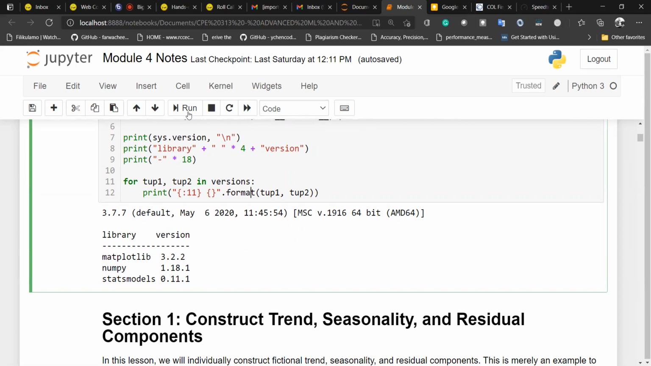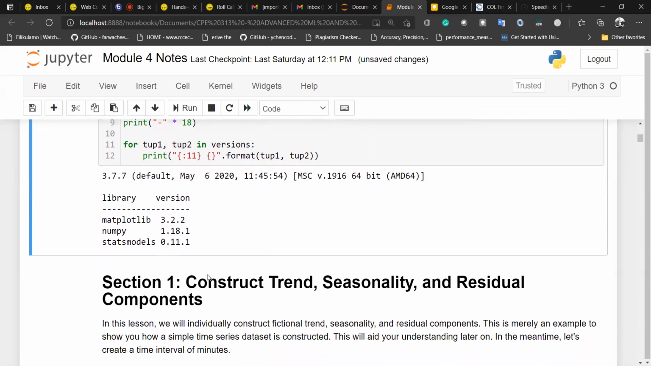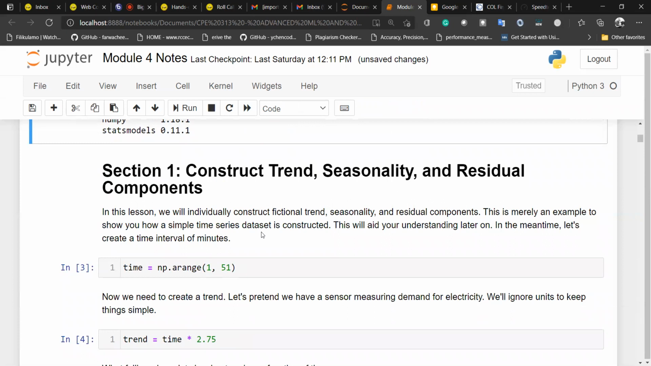So right now I have the following values. Ang matplotlib ko is 3.2.2. It may differ from you. And then NumPy is 1.18.1. And then statsmodels ko ay 0.11.1. All right. So in section 1, we'll try to create a fictional trend.